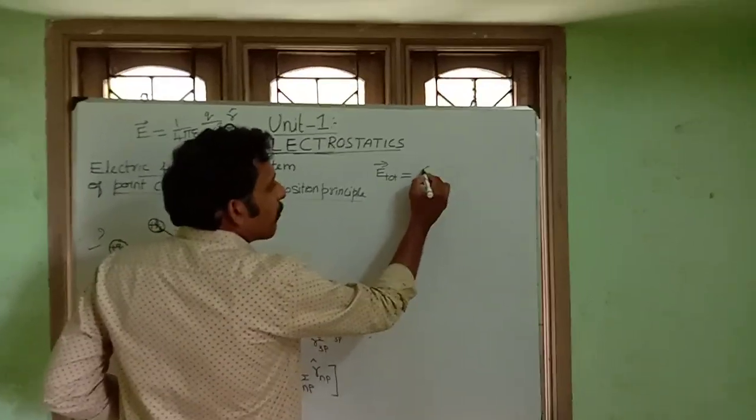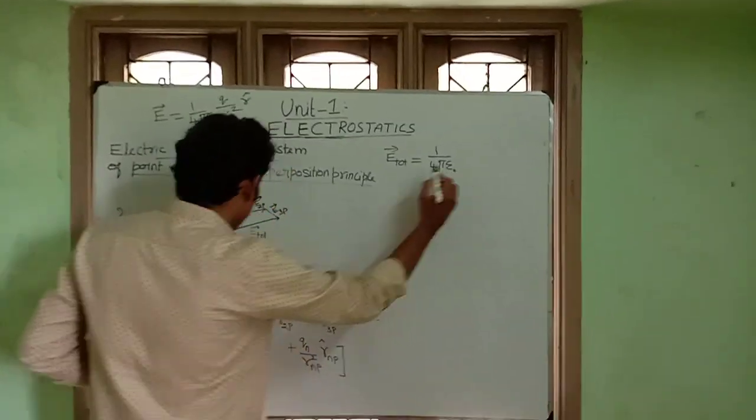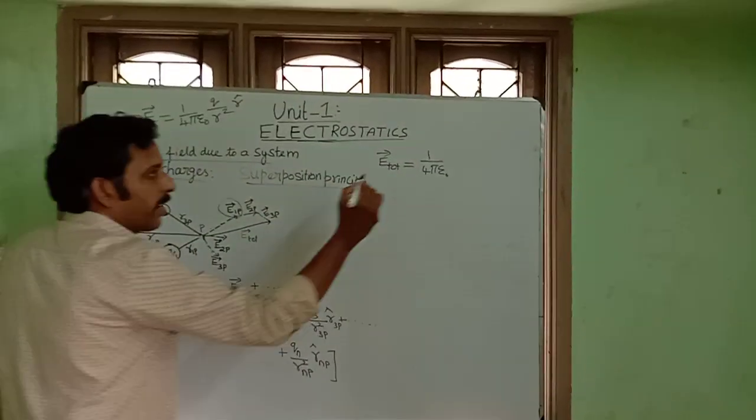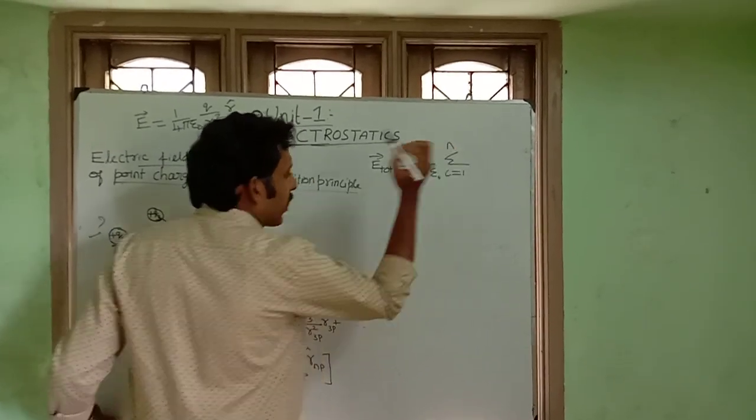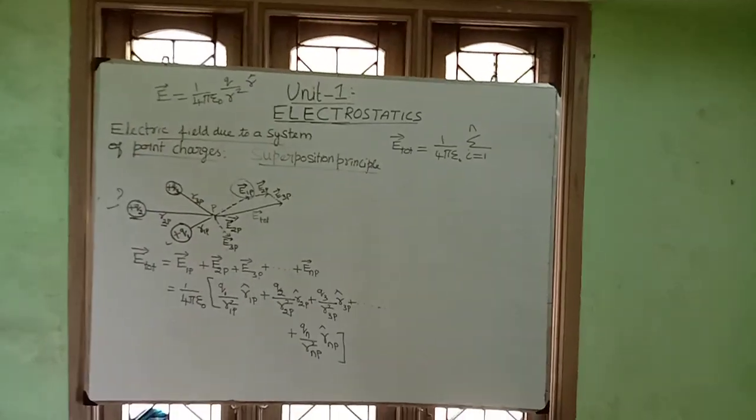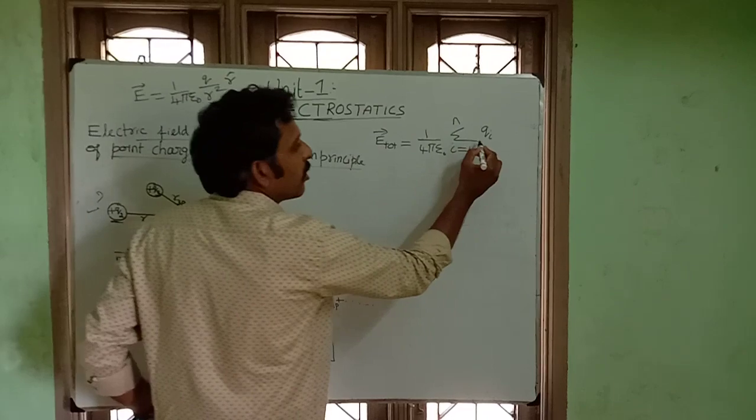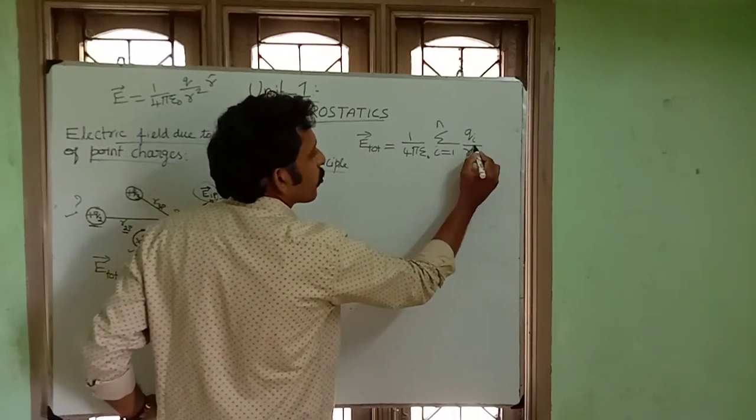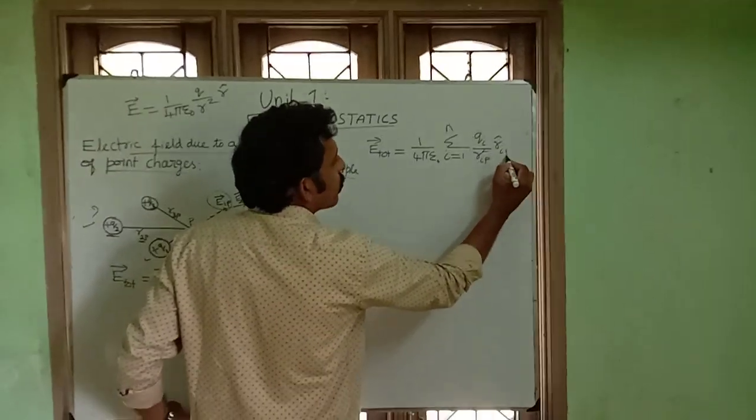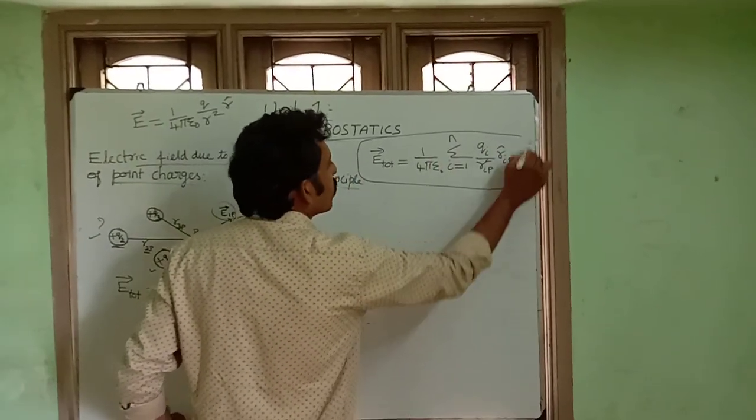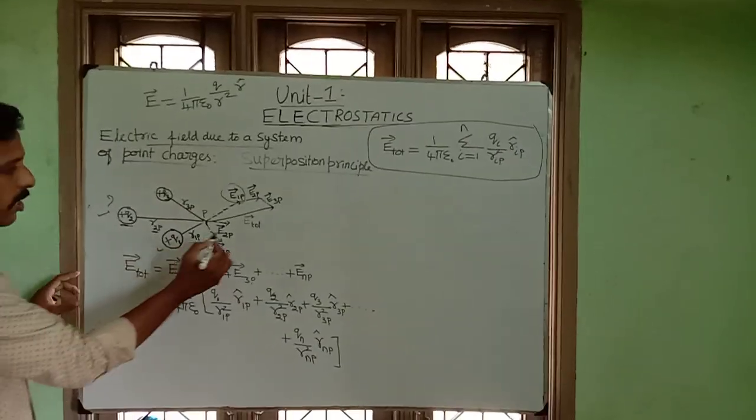summation, I can write it as 1 by 4 pi epsilon naught is common. 1 by 4 pi is common. I can write summation of i equal to 1 up to n, next Qi, the ith charge, r square ip, r cap ip. So this is the general format. Now I got the total.